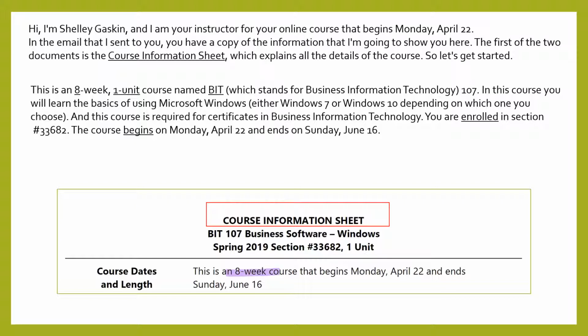This is an 8-week, 1-unit course named BIT, which stands for Business Information Technology 107. In this course, you will learn the basics of using Microsoft Windows, either Windows 7 or Windows 10, depending on which one you choose. And this course is required for certificates in Business Information Technology. You are enrolled in Section 33682. The course begins on Monday, April 22nd and ends on Sunday, June 16.